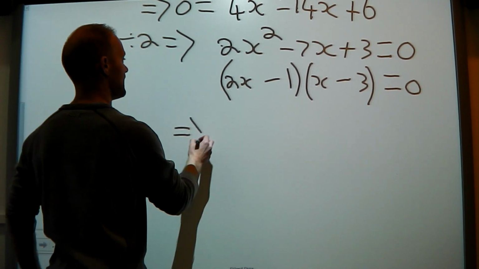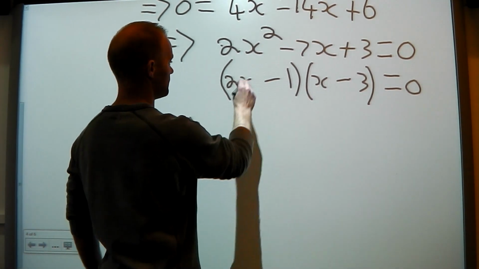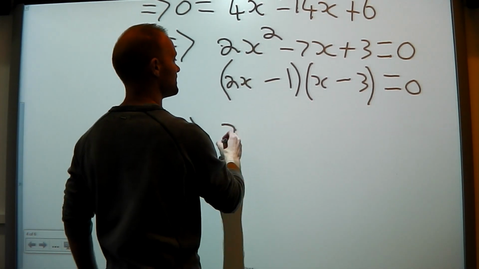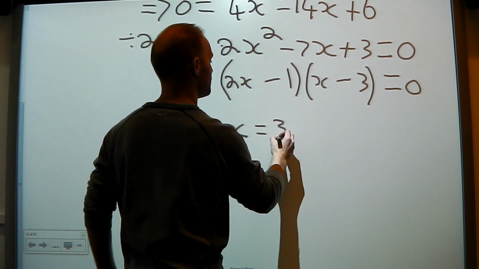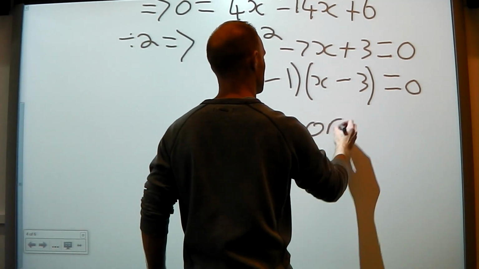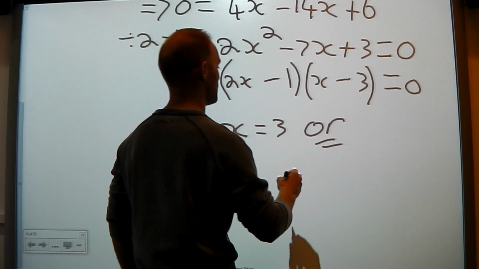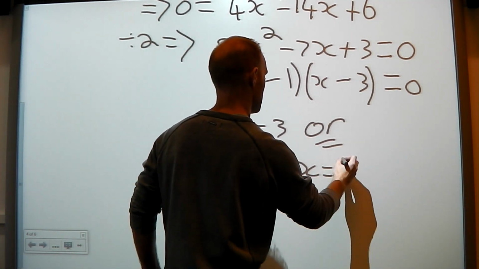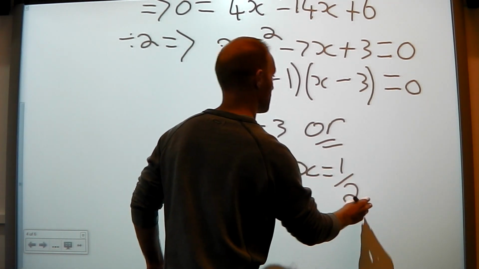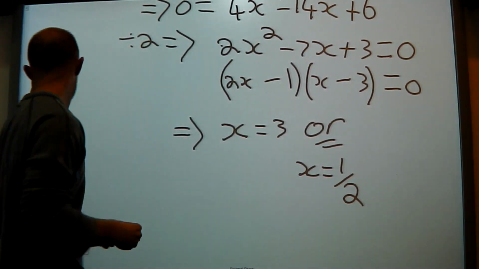So now we work that out. I'll just do it quickly. We obviously know that x is equal to 3, or x is equal to a half. So that one was fairly straightforward.